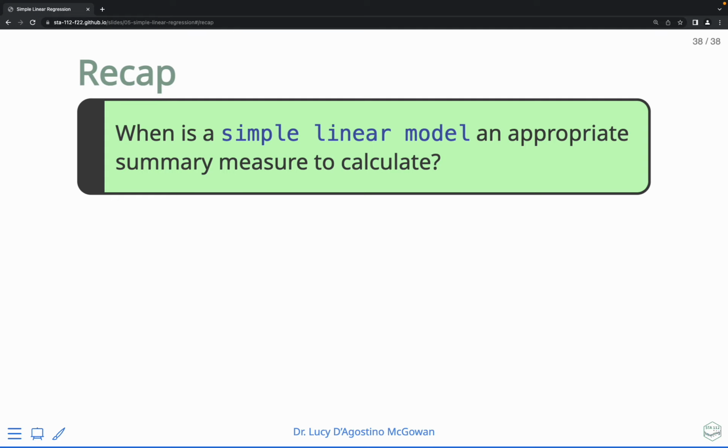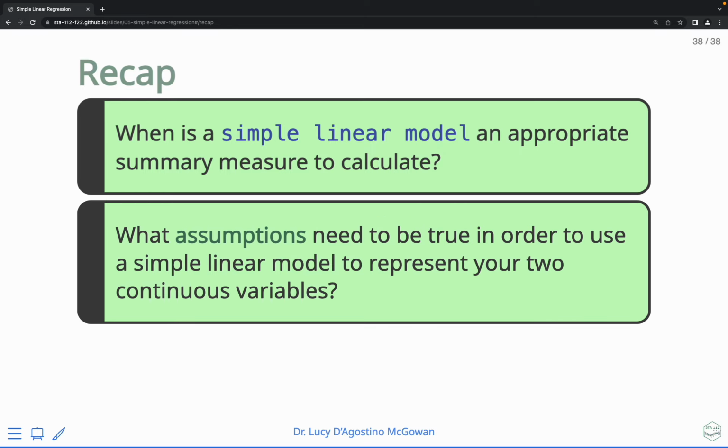Okay, so recap, simple linear regression model is an appropriate summary measure when the data is linear. And so the assumptions that need to be true are that the relationship between x and y is linear and there are not any strong influential points that are pulling your model one way or another, maybe being overly influential in what you're seeing.